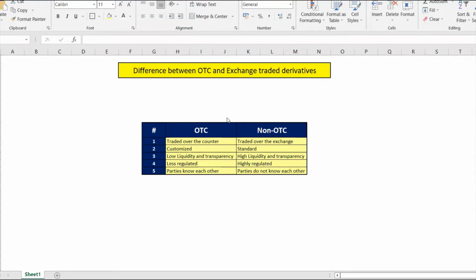The topic that we'll be looking at today is the difference between over-the-counter and exchange-traded derivatives. It is not really from any of the papers, but it is a very prerequisite requirement for FRM candidates to know the difference between OTC and exchange-traded derivatives so that they can do well in paper 3. So let's have a look at the differences between over-the-counter and exchange-traded or non-OTC derivatives.